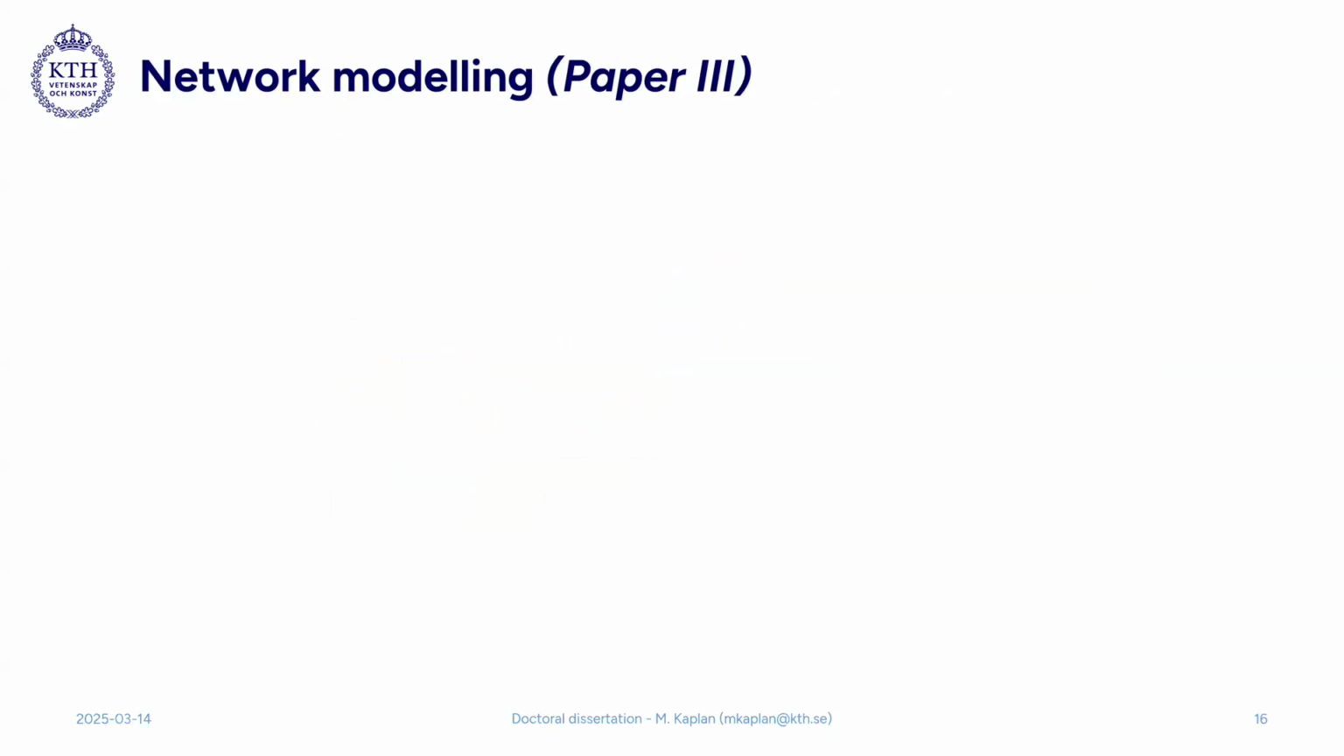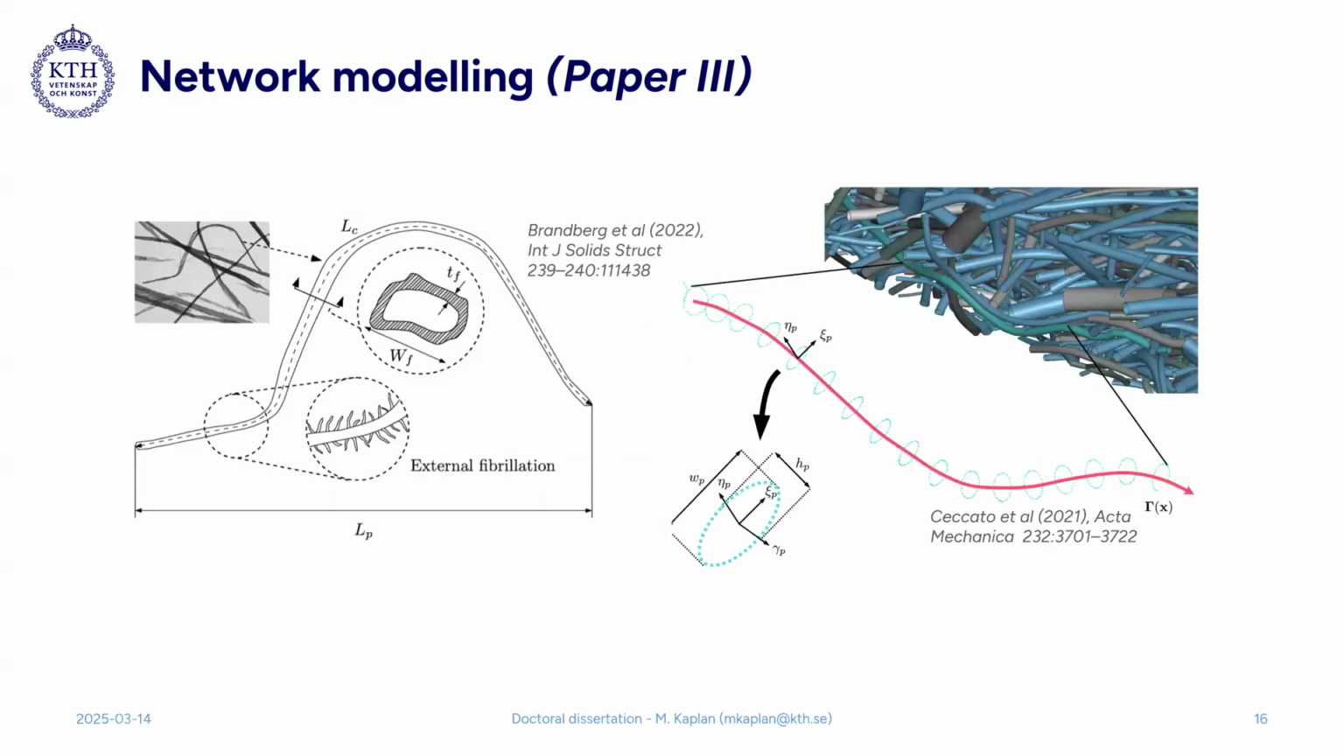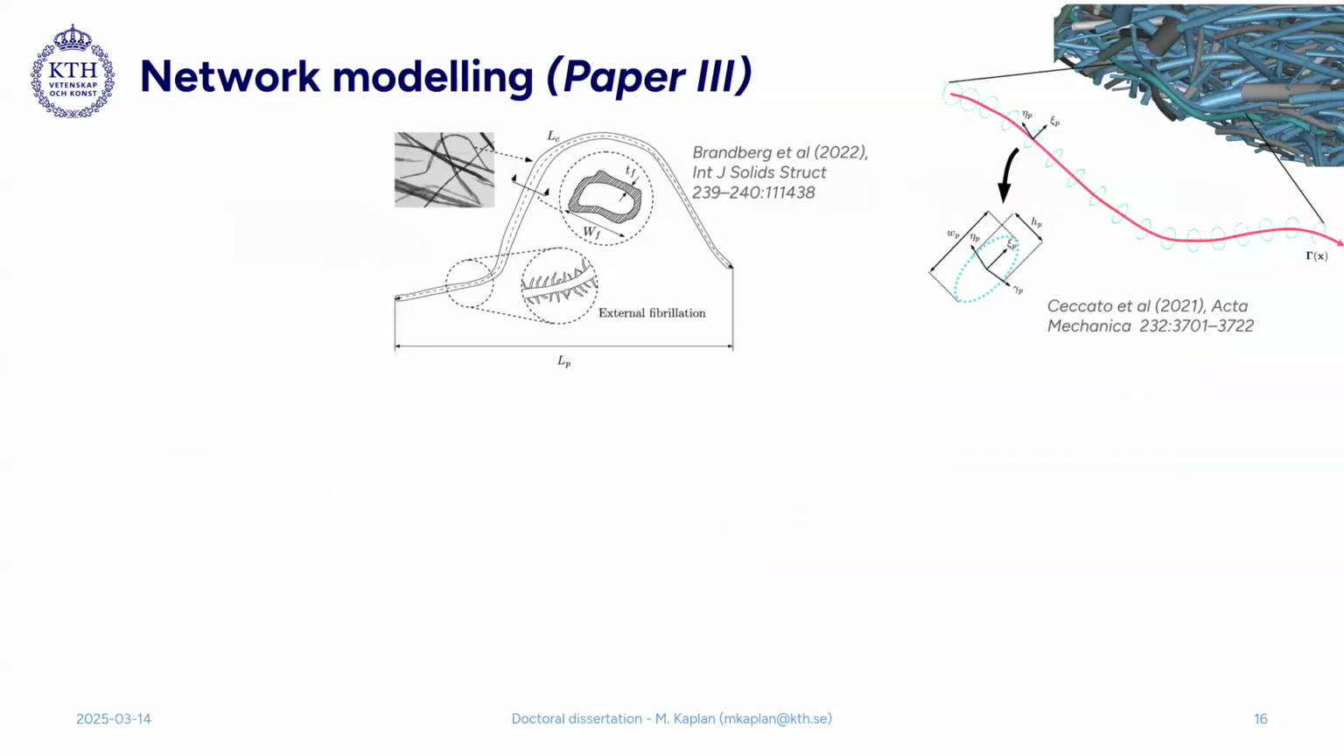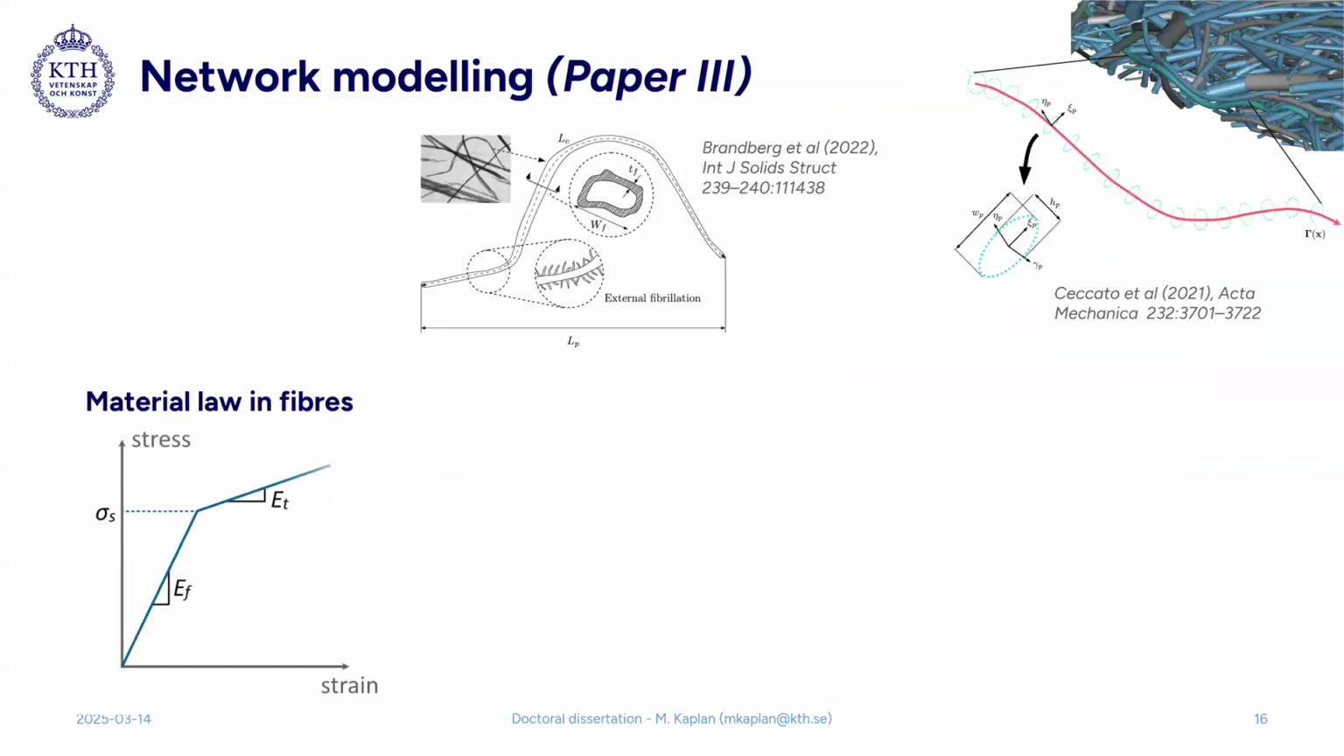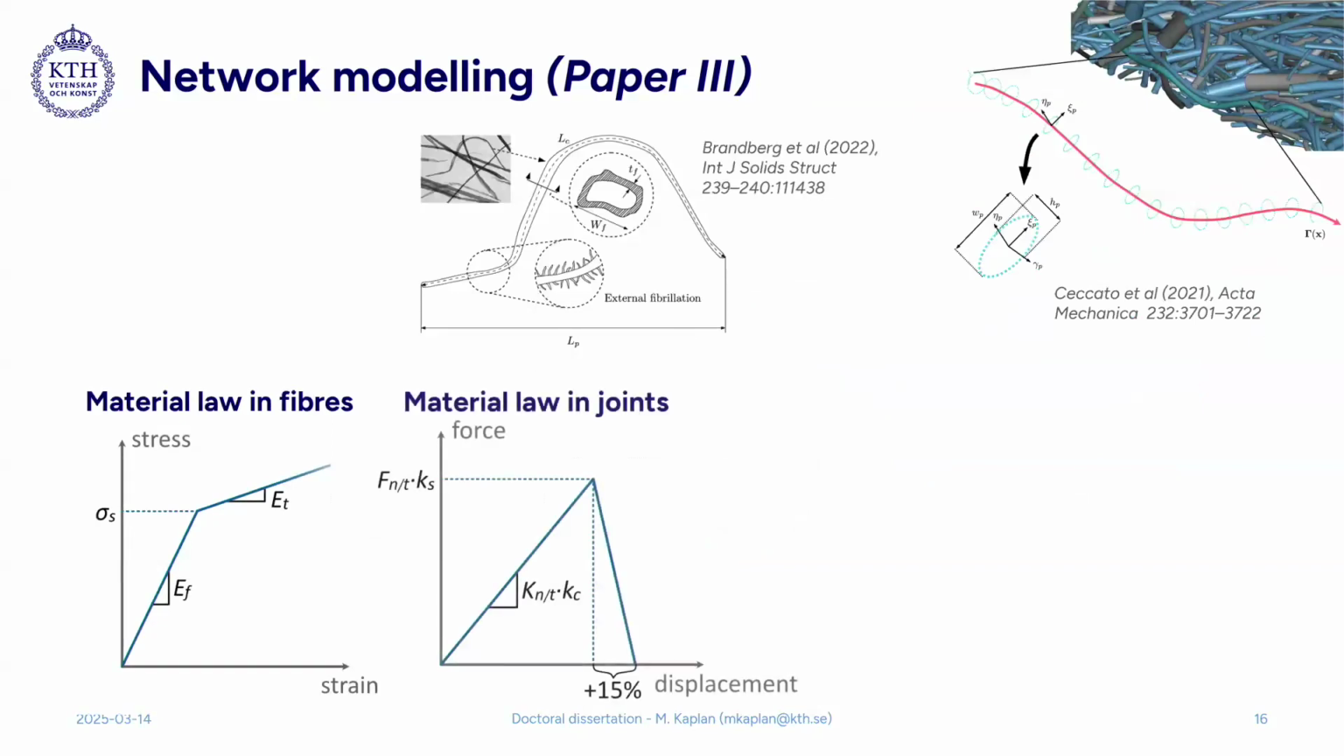So a network model is a way of replicating the material specifically. We do imaging of fibers to get their geometries and their characteristics, and then we replicate them numerically with a model that models each fiber as a beam element. And in our model, we used a bilinear elastic plastic model for the fibers and a cohesive traction separation law for the joints.